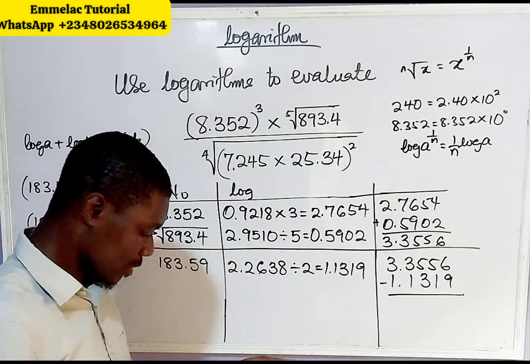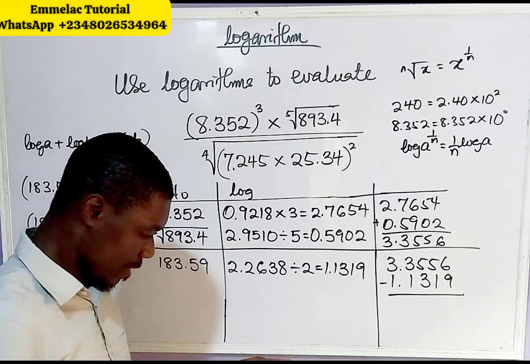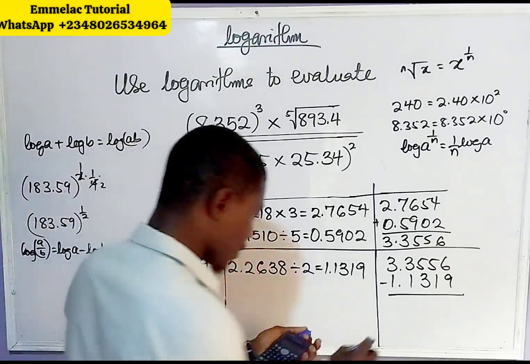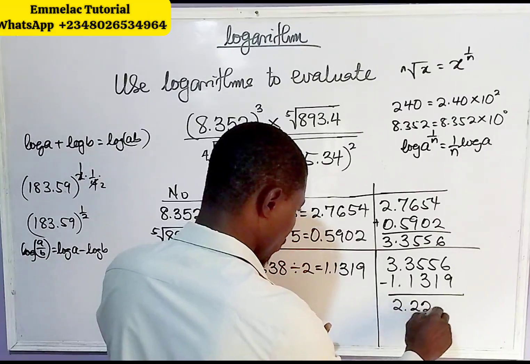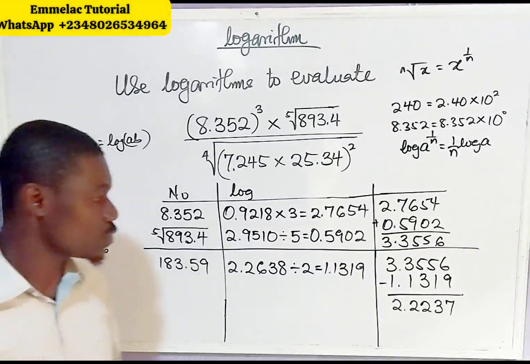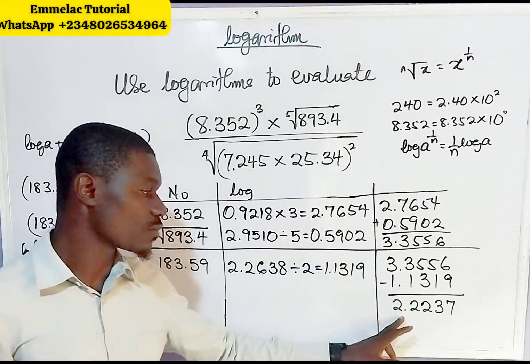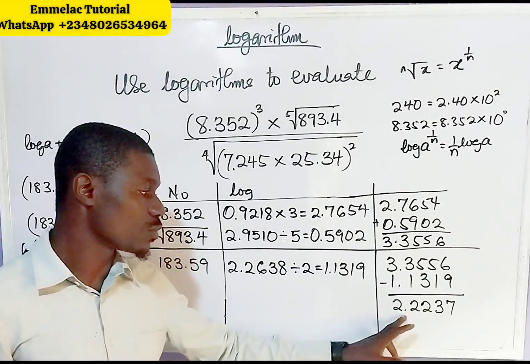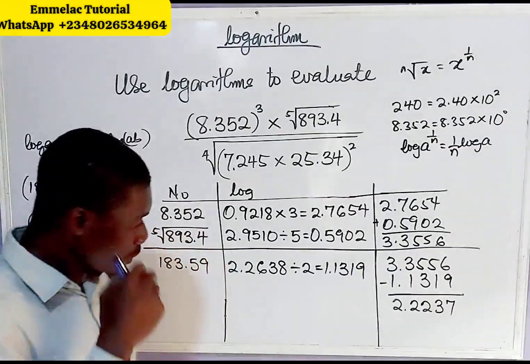3.3556 minus 1.1319. Now this will give us 2.2237. Okay, so the next thing we need to do with this figure here is to find the antilog of 2.2237. So how do we go about it?